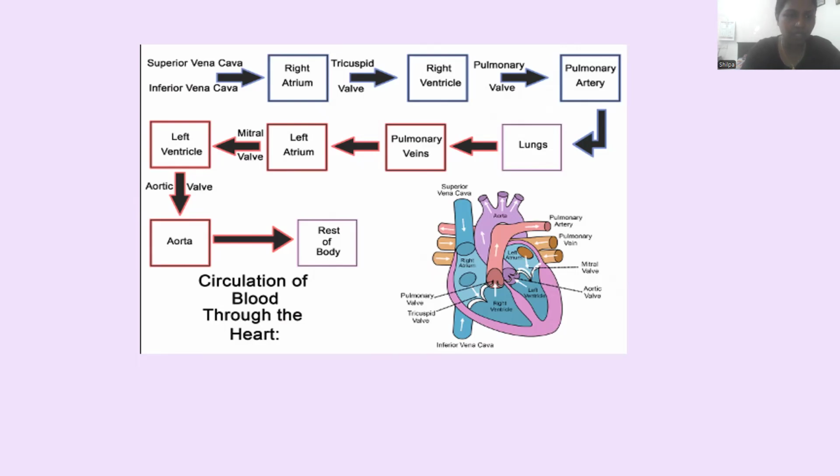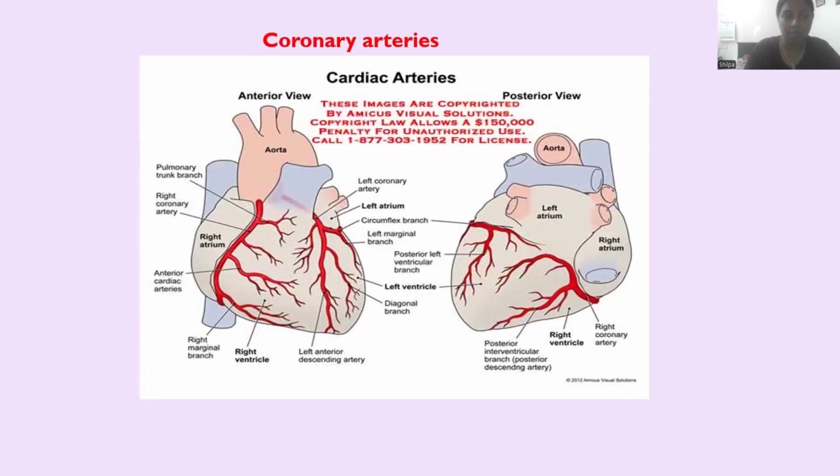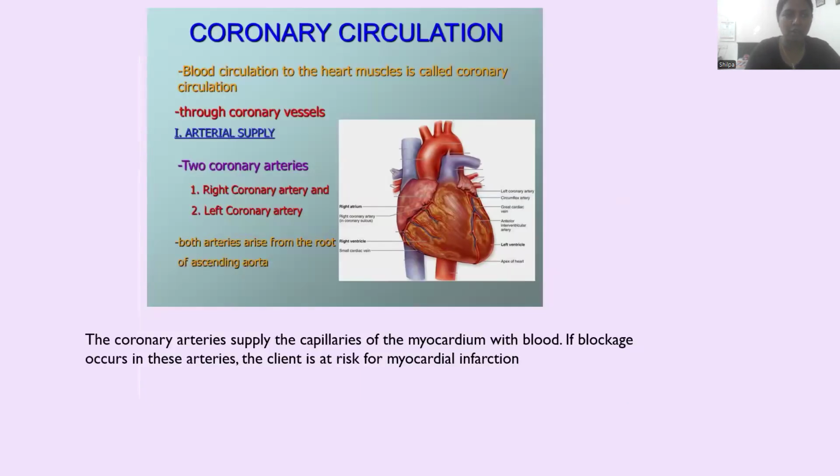And coronary circulation: there are mainly two coronary arteries, the right coronary and the left coronary. So for arterial supply, the heart is supplied with arterial blood by the right and left coronary arteries. The coronary arteries branch from the ascending aorta, and they receive about 5% of the blood pumped from the heart. So it is a large amount of blood supply, especially to the left ventricle. Mainly we are discussing the right coronary artery and the left coronary artery.